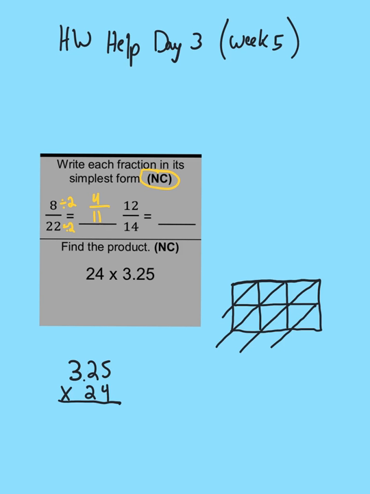Now for 12/14ths, I see they're even. I'm going to try dividing by 2. And I get 6/7. And again, I want to make sure it doesn't reduce any further. 6 divides by 2 and 3 and 6. 7 does not divide by 2. It does not divide by 3. It does not divide by 6. So that's simplest form.